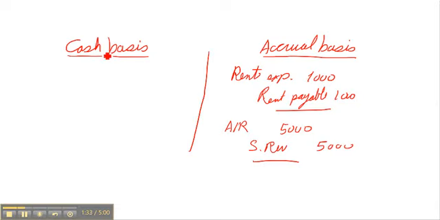Contrary to that is the cash basis, where you do not record anything except if cash is involved. So if you pay for expenses, then you're recording them. If you didn't pay them, they're not recorded. The same thing goes for revenue. If you collected revenue, then it's going to be recorded. If you didn't collect it, then it's not going to be recorded.